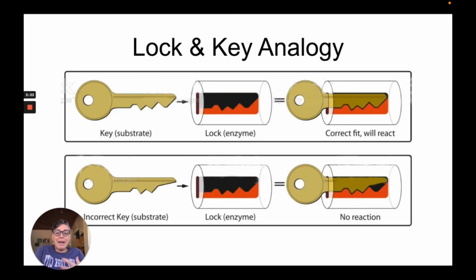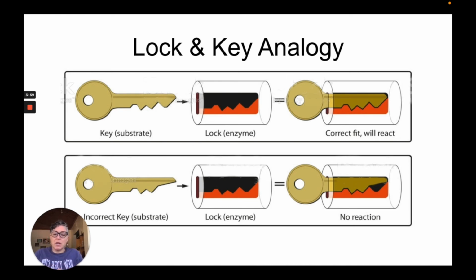This can be looked at and is sometimes discussed as a lock and key analogy. So an enzyme and a substrate is like a lock and a key, where the key is the substrate, and we all know how keys work. Keys fit into the lock, and then the lock will turn. If you have the wrong key in the lock, then the lock will not turn because of the shape of the key and the shape of the lock.